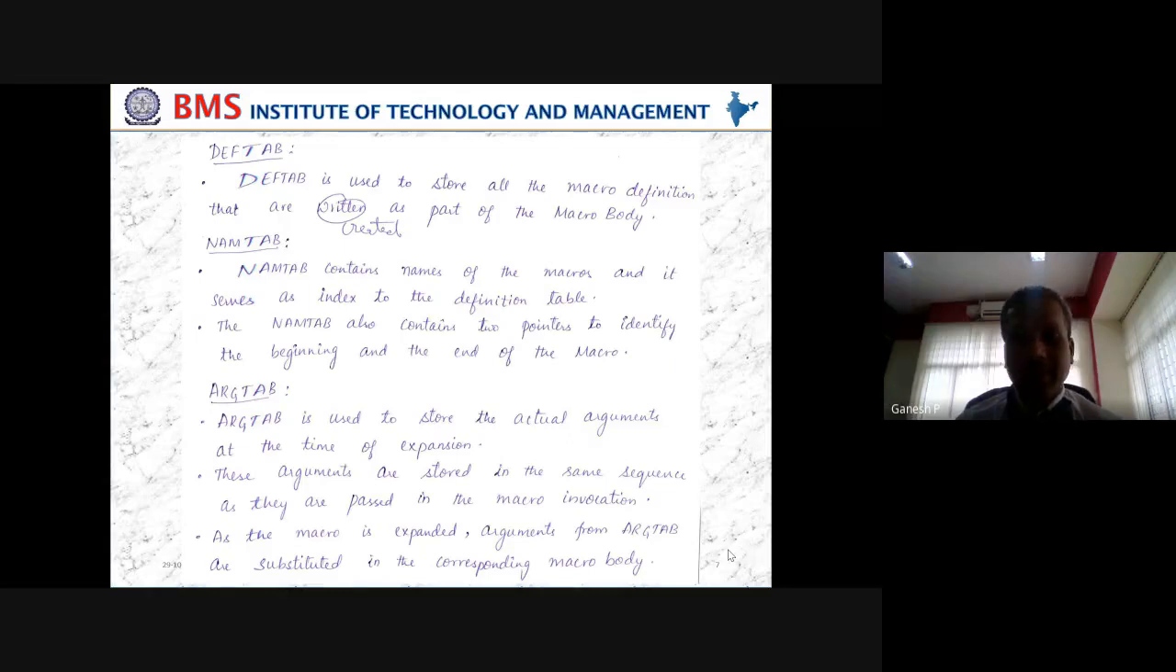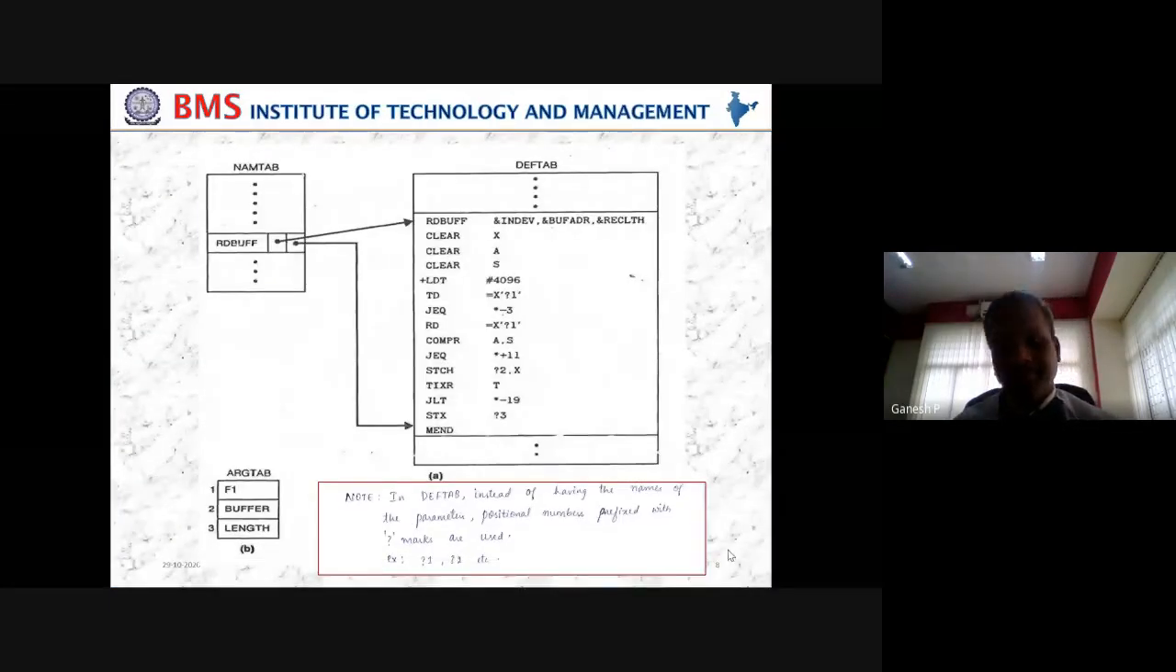Okay, so we have definition table, name table, argument table. If you look at the structure, it is maybe like this. The definition table, if you observe here, contains the actual code, that is the actual name of the macro followed by the corresponding formal parameters, with END. So the name of the macro and the END will be the 2 pointers that are required for a name table to identify the actual content behind the definition of a macro.